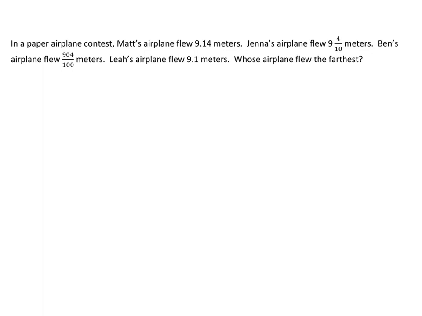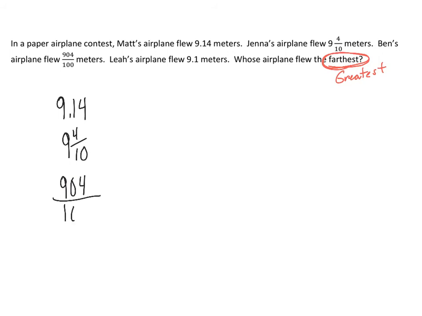So this is the key right here. The farthest. So this is basically saying the greatest. Okay, so we're looking for that greatest decimal. All right, so I'm going to stack my decimals here. So 9 and 14 hundredths. We get 9 and 4 tenths. And we get 904 hundredths.